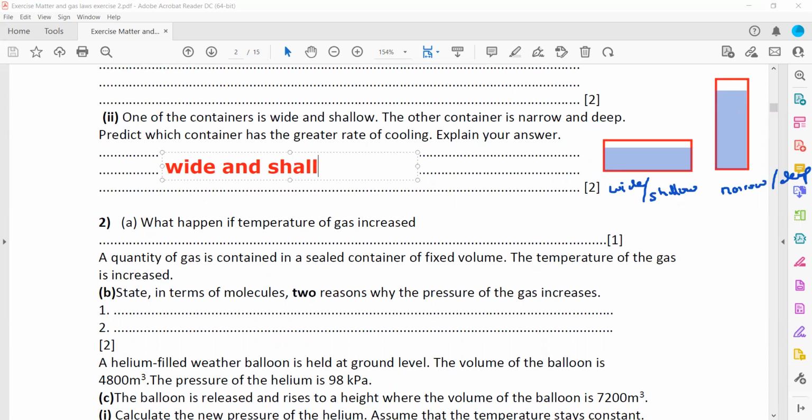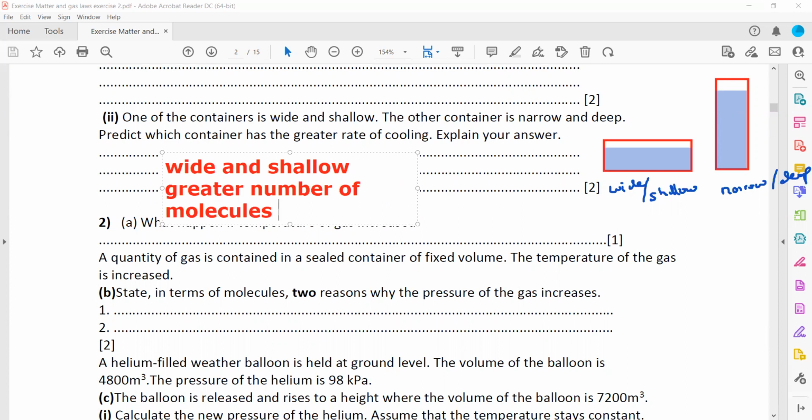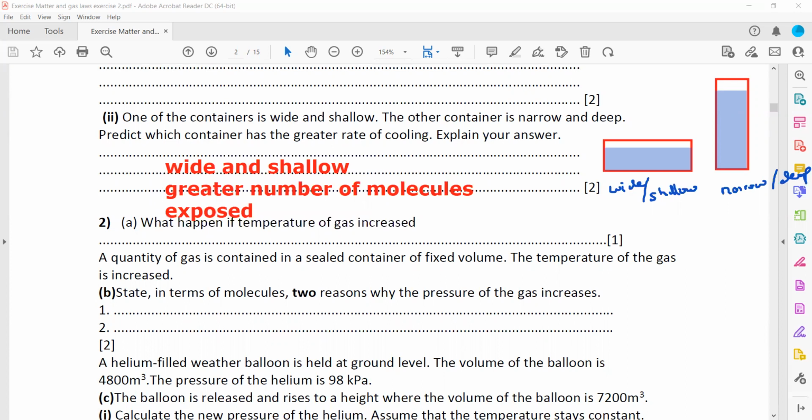So one mark is for mentioning wide and shallow, and the second mark is for explaining the answer, because in a wide and shallow container, a greater number of the molecules are exposed to the surroundings. That's why the rate of evaporation is much faster or higher. Is it clear?